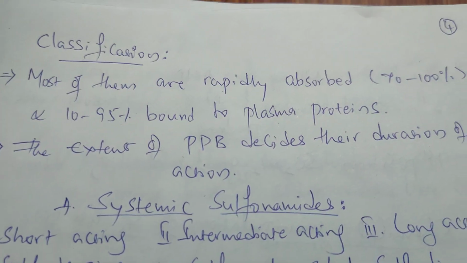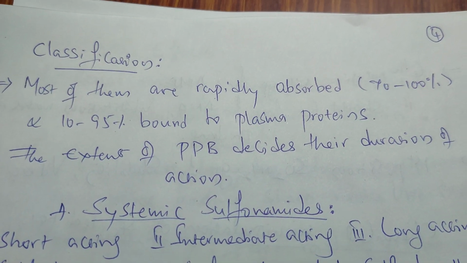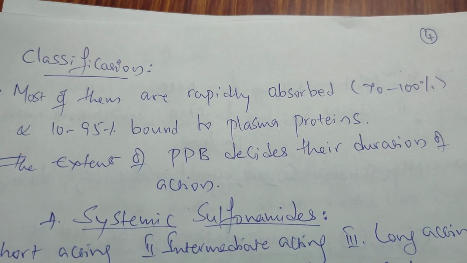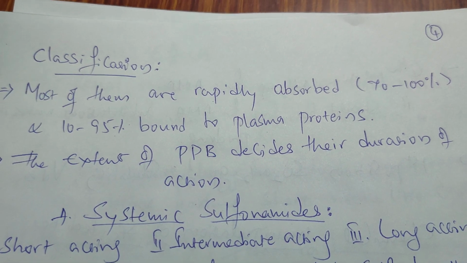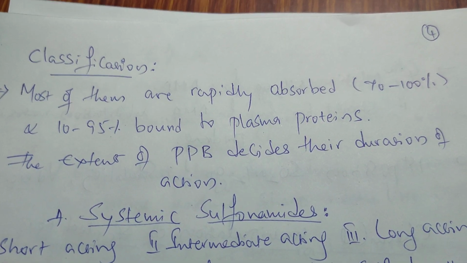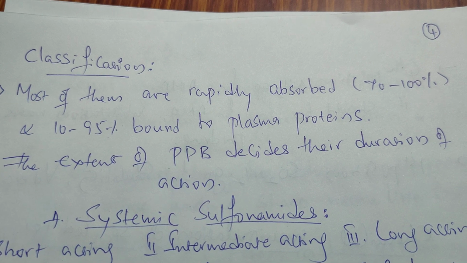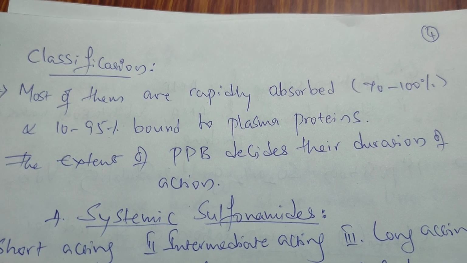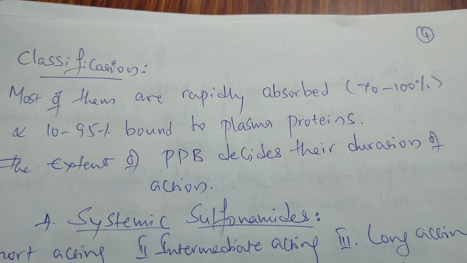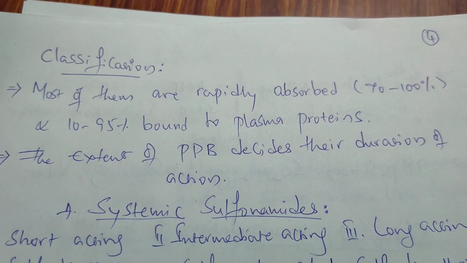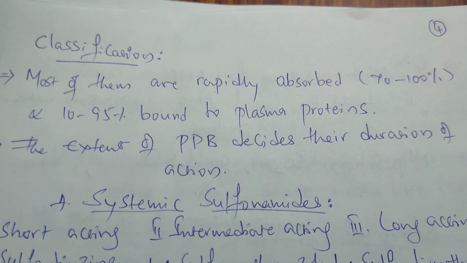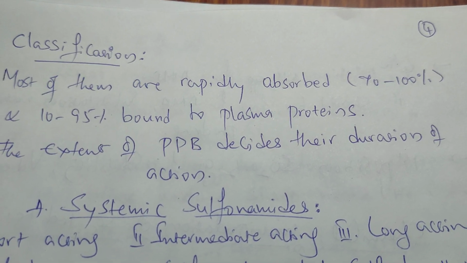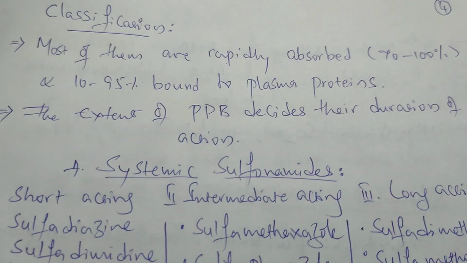So the extent of plasma protein binding: if any drug is bound to plasma proteins to a high extent, that drug is safe because that will not undergo metabolism. The drug which is bound to plasma protein will be safe from metabolism, so its excretion is also reduced. Thus whichever drug is bound to plasma protein to a higher extent will stay for long in your body, which means it will have a higher duration of action. So on the basis of this pharmacokinetic parameter, duration of action and also absorption capacity, they are classified like this.